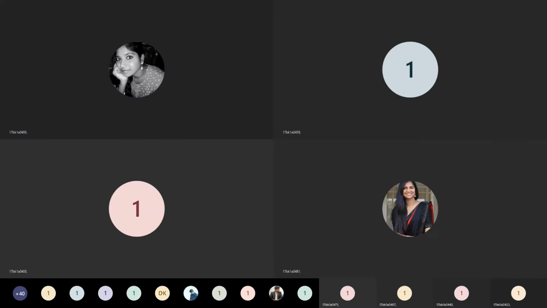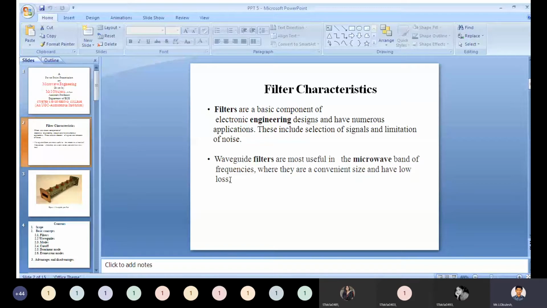Filter characteristics. A waveguide filter is an electronic filter constructed with waveguide technology. Filters are a basic component of electronic engineering designs and have numerous applications. These include selection of a signal and limitation of noise.